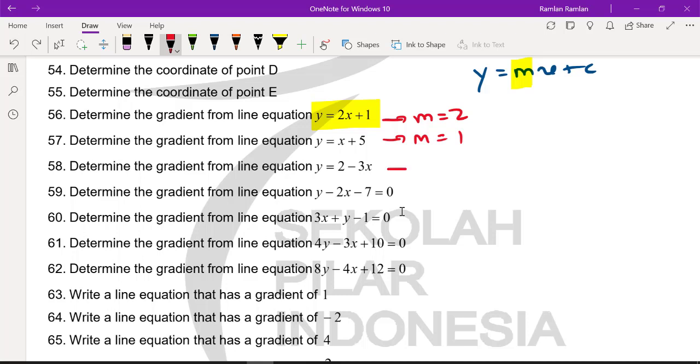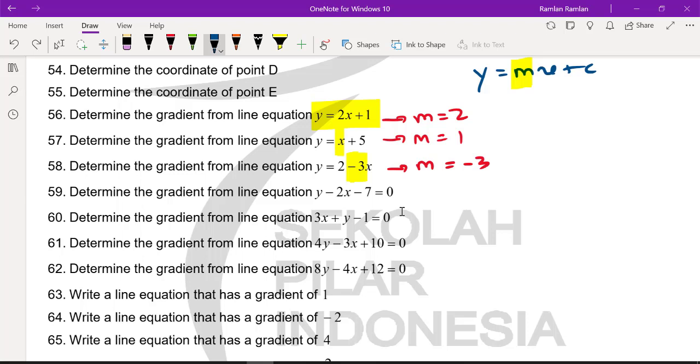For the next one, this is not 2, guys. It's negative 3, because as you can see, the gradient is the coefficient of the x, which is this one, right? Okay, so how about number 59? For number 59, the form is not in this form, right? So just change that so that the subject is y.